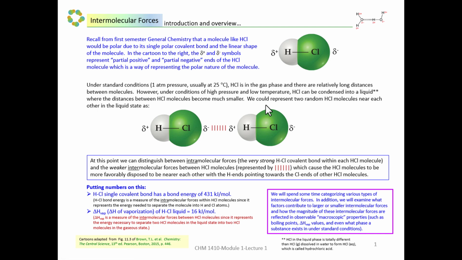We will spend some time categorizing various types of intermolecular forces. In addition, we will examine what factors contribute to larger or smaller intermolecular forces, and how the magnitude or size of these intermolecular forces are reflected in observable macroscopic properties, meaning things that we can observe, such as boiling points, delta H of vaporization values, and even what phase a substance exists in under standard conditions.